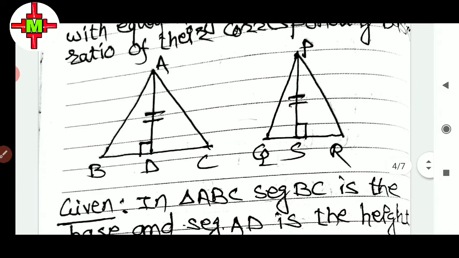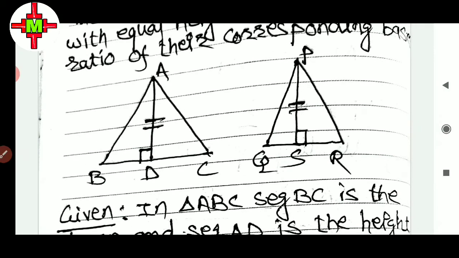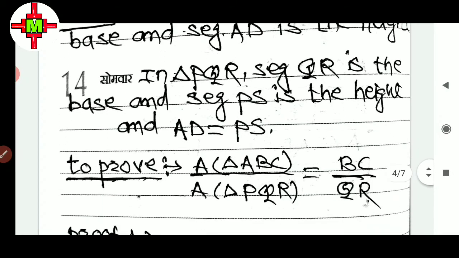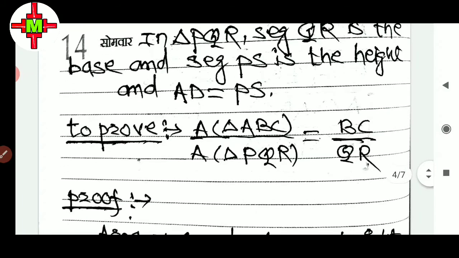Now see here, what is given to you in triangle ABC. Again seg BC is the base and seg AD is the height. In triangle PQR, seg QR is the base and seg PS is the height. And AD is equal to PS. That means heights are equal, given to you. Now we have to prove that area of triangle ABC divided by area of triangle PQR is equal to BC divided by QR. That means the ratio of their corresponding bases.